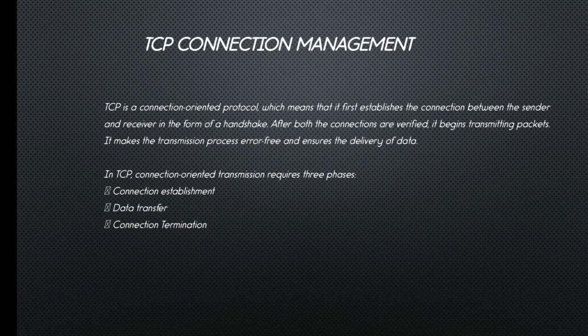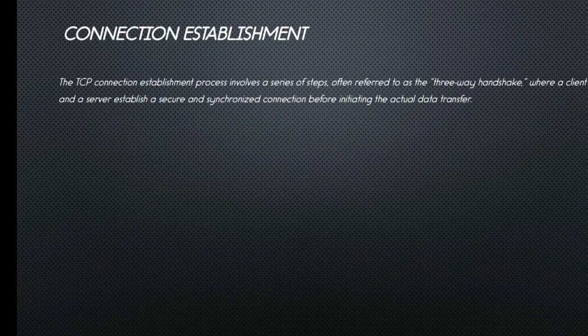TCP connection management. TCP is a connection-oriented protocol, which means that it first establishes the connection between the sender and receiver in the form of a handshake. After both the connections are verified, it begins transmitting packets. It makes the transmission process error-free and ensures the delivery of data. In TCP, connection-oriented transmission requires 3 phases: connection establishment, data transfer, connection termination. First, let's see connection establishment.